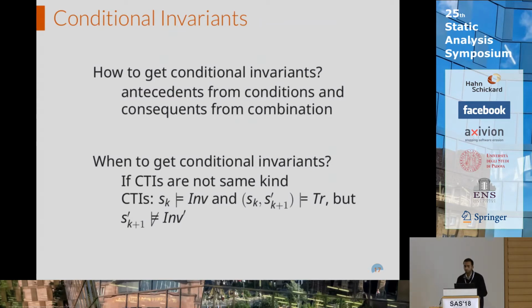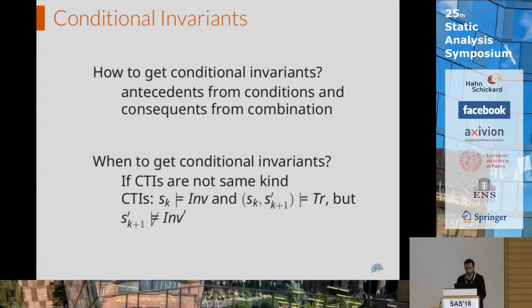For this, we propose that we can get antecedents from the conditions themselves. Instead of considering the entire code, we can consider only the conditions so that the search space reduces, and the consequent we can get from the combination of behavior as well as syntax. But then how does one determine whether one needs conditional invariants or not? We propose a heuristic that uses CTIs, counterexamples to induction. We define CTIs as those models which fail to give closure of the transition system. More formally, we get a state which satisfies the invariant and is closed under the transition relation, but the next state is not part of the invariant. We use these pairs of states to determine when to get conditional invariants.